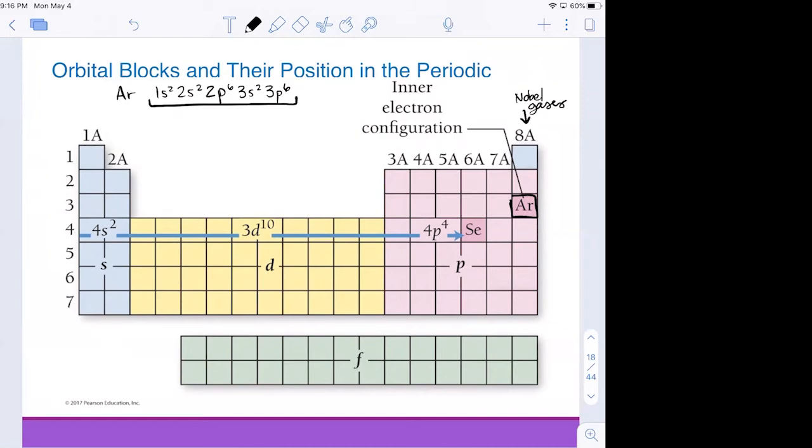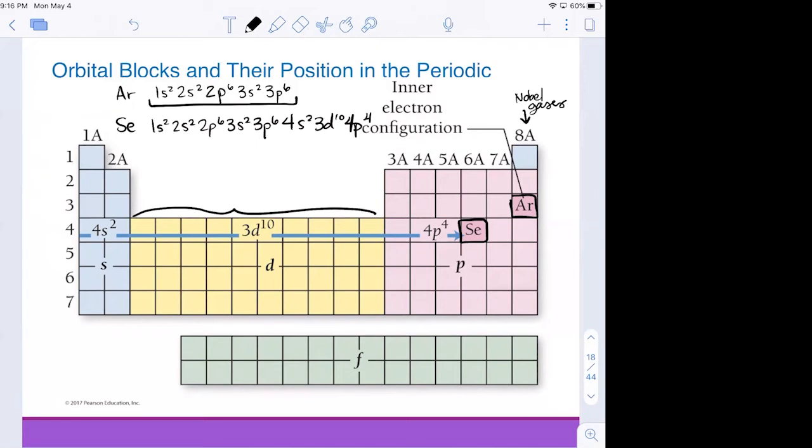And so what we actually can do for any other element, instead of writing the entire full electron configuration, we can write an inner or noble gas shorthand electron configuration. So something like selenium, we could write out the full 1s2, 2s2, 2p6, 3s2, 3p6, 4s2, 3d10, look at that, the transition metals there, 4p4. But that takes a really, really long time, and it takes a long amount of space.